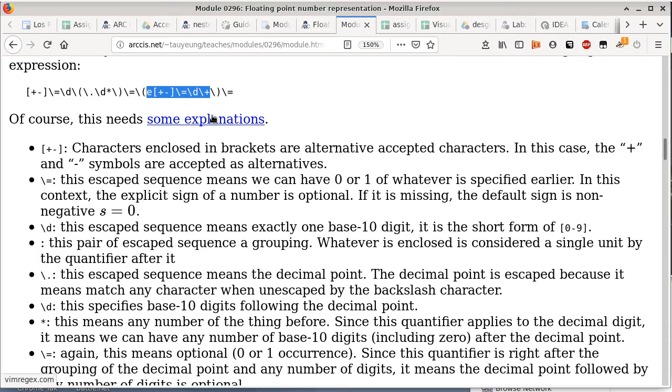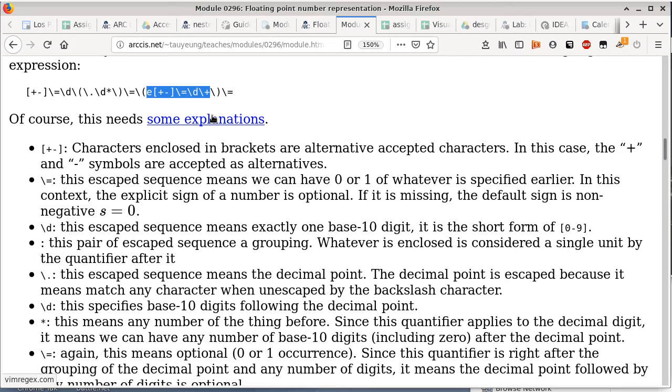So now we are looking at a subsequence again. E has no special meaning in regular expression. So when you see lowercase e, it really just literally means lowercase e. Is that okay? So the lowercase e is followed by, in square brackets again, plus minus, which means choose. And then it specifies backslash equal to, which basically means or not. Choose one or the other of plus minus, or not.